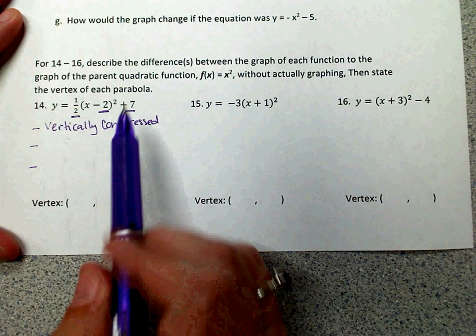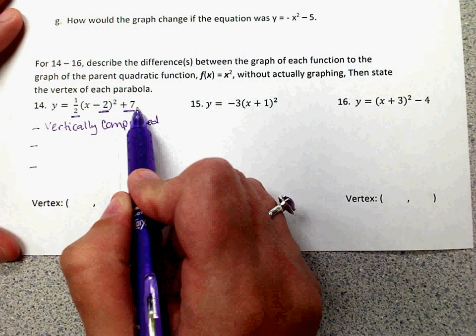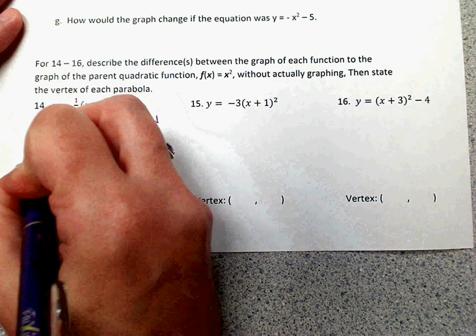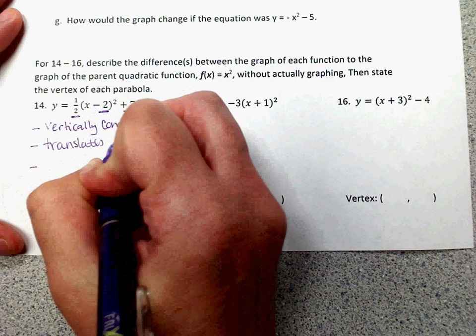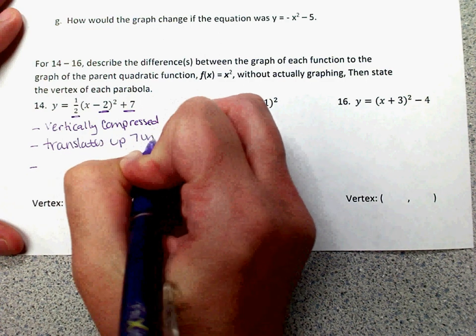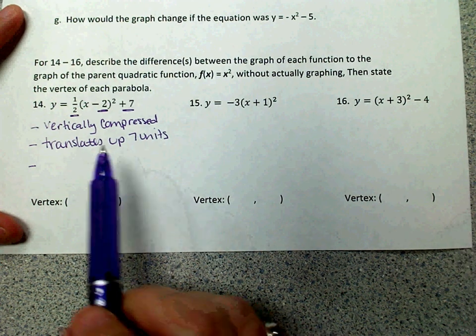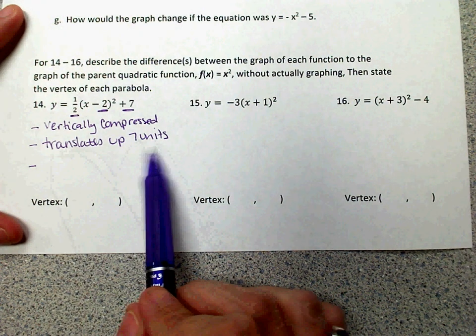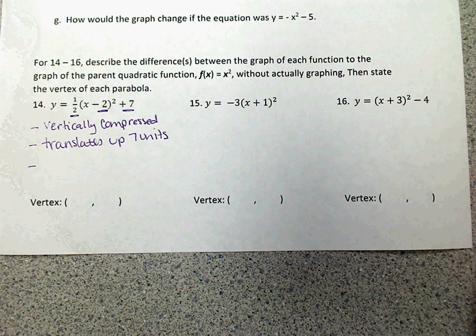All right, this is that C value. This is telling us that it's translating up 7. You may say shifted up 7. You might say it moved up 7, okay? But translates up 7 is probably the most correct way to say it.